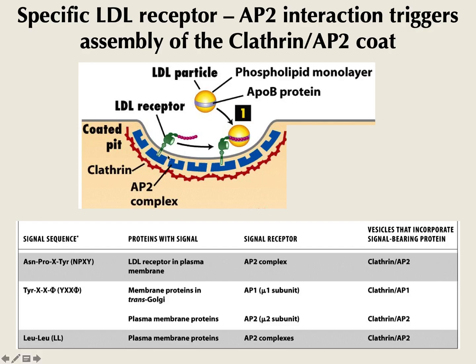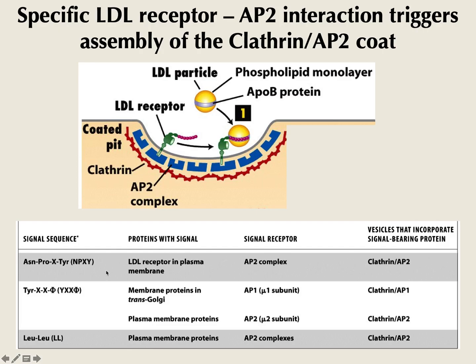And sure enough, for different kinds of receptors, for this so-called receptor-mediated endocytosis, you have a specificity for the ligand, but you also can have a specificity for recruiting the coat. So, for example, to send membrane proteins in the trans-Golgi, it's a slightly different signal to send them to the plasma membrane, and so on and so forth.